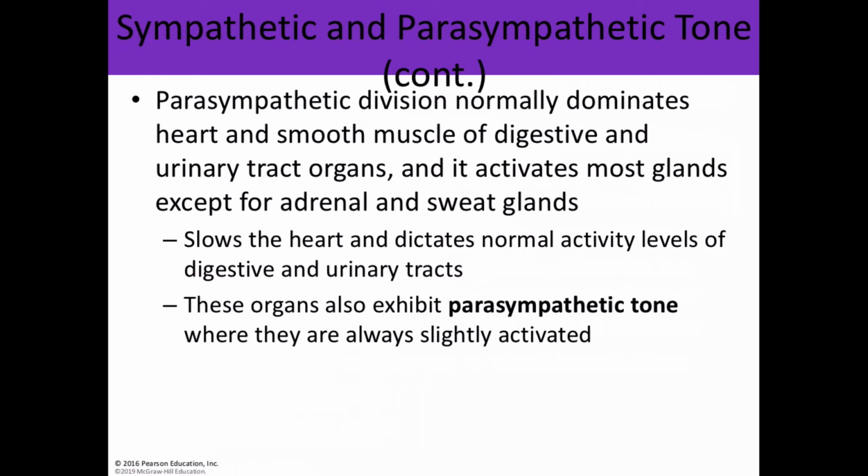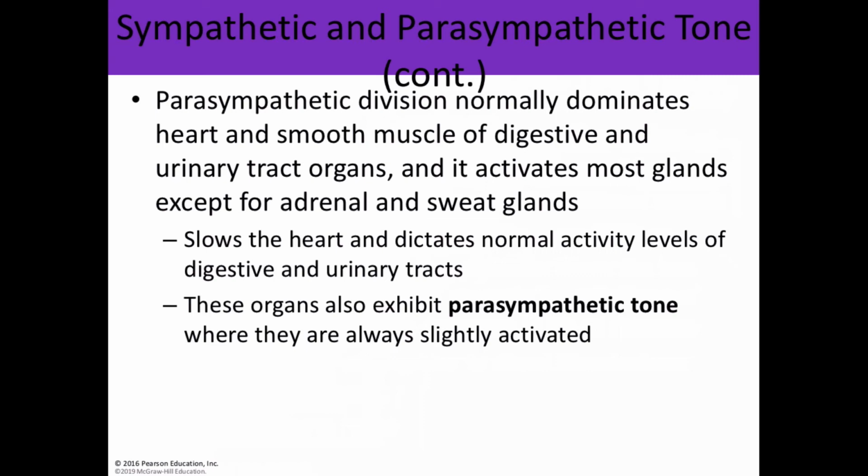So having this way, class, this is what slows the heart and dictates the normal activity levels of the digestive and urinary tracts. So this is why your heart rate ought to be at an approximate 75 beats per minute. I say ought to be. If you happen to be a runner, it may be lower. If you happen to not run, it may very well be higher.